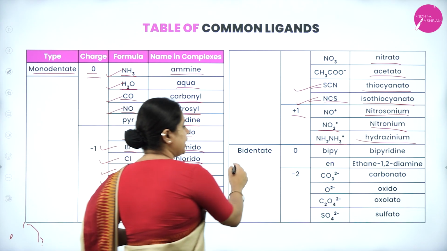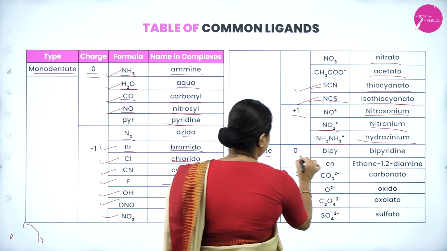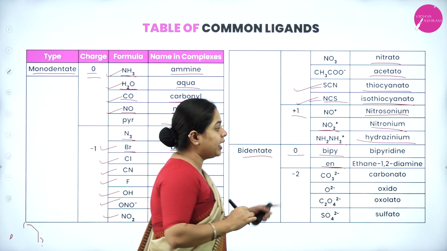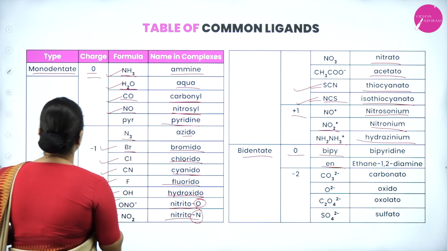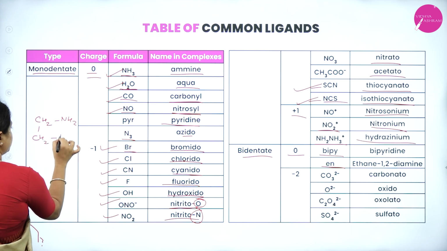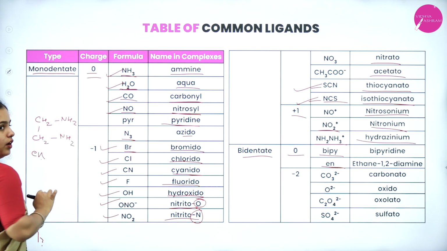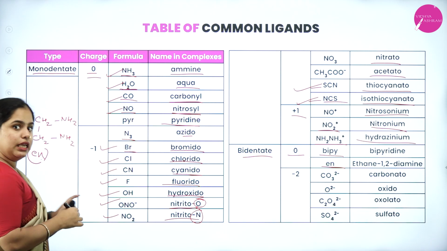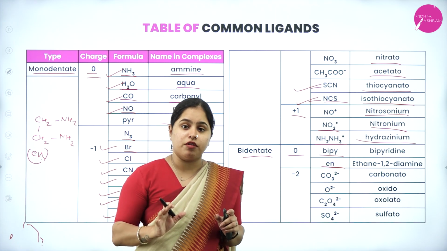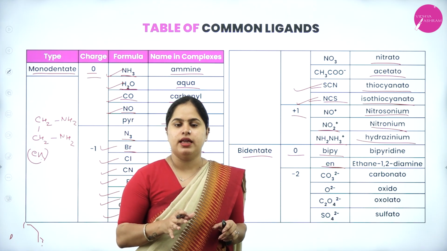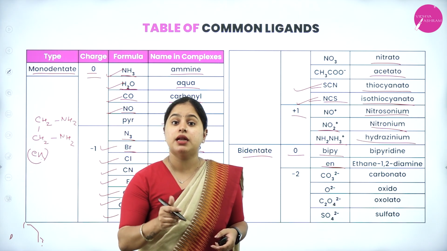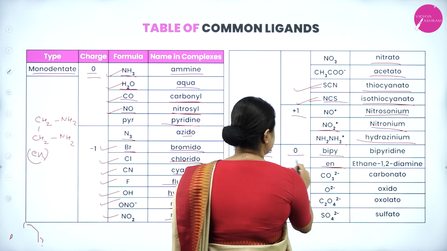Now moving on to the bidentate. Okay, bidentate, if it is neutral, that is bipyridine and en, ethane 1,2-diamine, which is very important. It is CH2NH2, CH2NH2. This is called ethane 1,2-diamine, which is generally represented as en. So what you have to remember is it is bidentate. Through two donor atoms it can form the bond. It has two donor atoms, it is bidentate, but it is neutral. So this is very important.